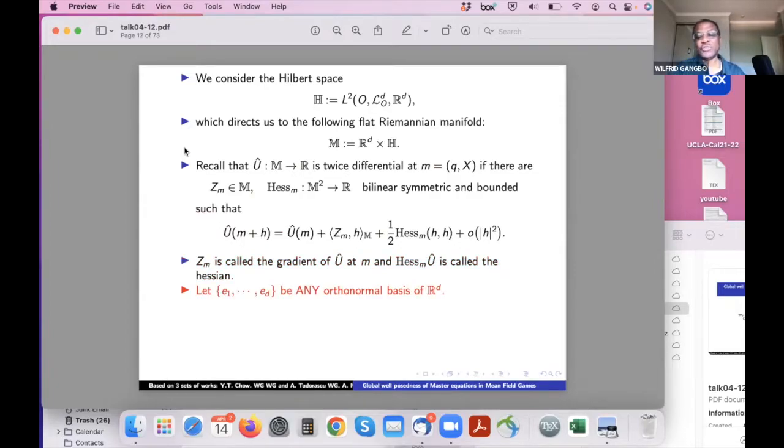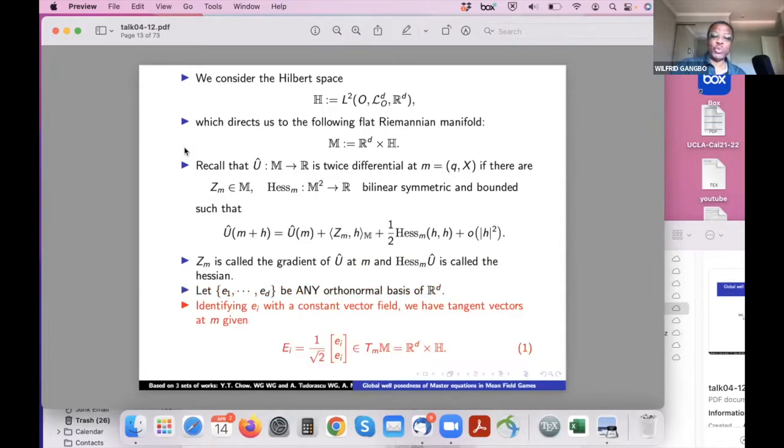So next, I choose any orthonormal basis in R^D, and I am going to identify each element of the orthonormal basis with a constant vector field. So I am going to form a vector capital I. The first component will be an element of R^D. The second component will be my vector field. So that belongs to the tangent space at M. And since I am on the flat space, the tangent space is independent of M.